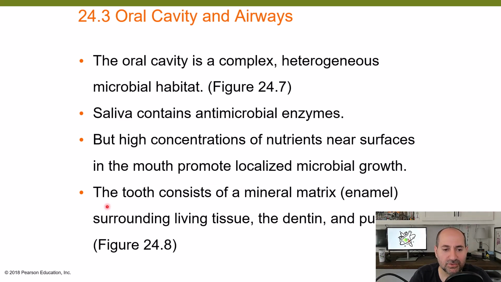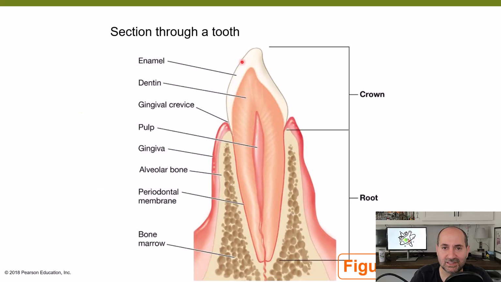And a lot of this growth occurs on the tooth surfaces, on the enamel of the tooth. Now remember, a tooth has a mineral matrix known as the enamel surrounding living tissue, the dentin, and the pulp. So here you can see that mineral matrix of the enamel. Underneath you have the softer dentin as well as the living pulp here. And microorganisms can grow on the enamel of the tooth. They can also make their way down into the gingiva, into the gums of the tooth, and all of this can become infected and cause gum disease, gingivitis.